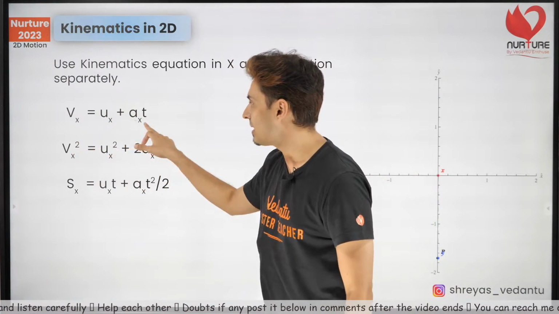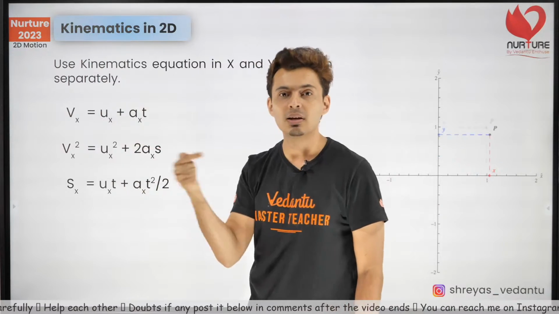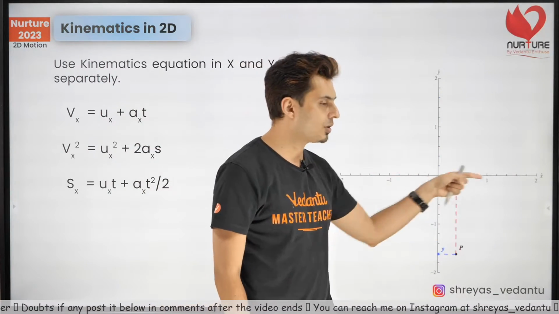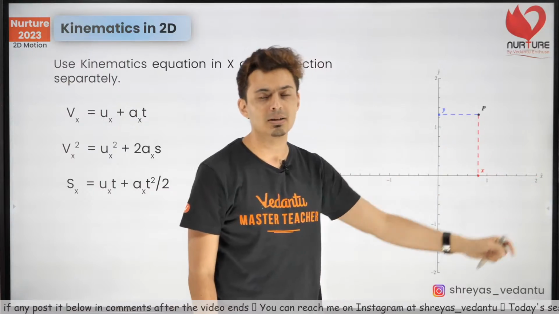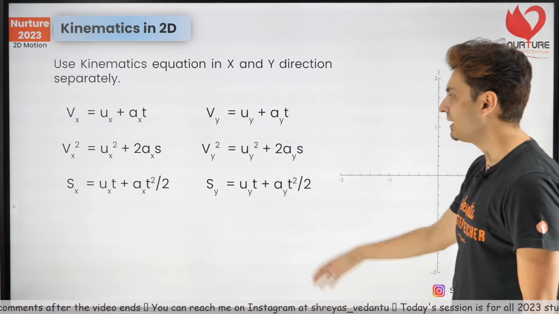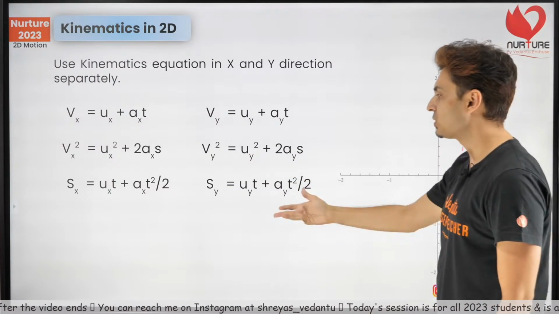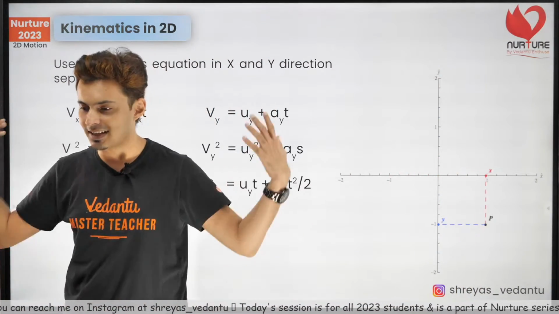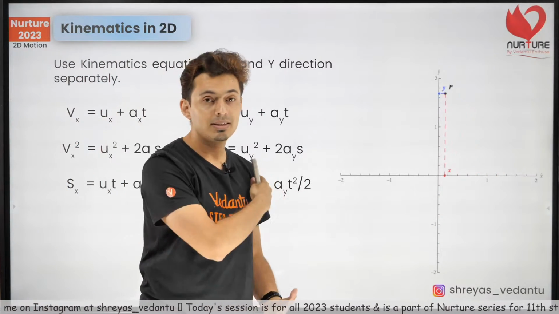So this is an x. You can see all the subscripts are x. What does it tell you? Only look at the x variables, x components. X component of velocity, x component of acceleration, x component of displacement. Similarly in y direction, Vy is uy plus ayt. Vy square is uy square plus 2as, and so on and so forth. As simple as that. X goes with x, y goes with y, z goes with z.